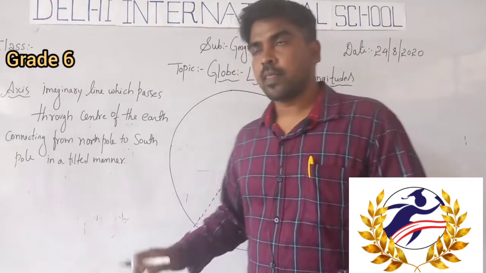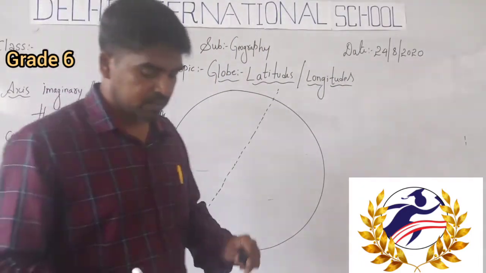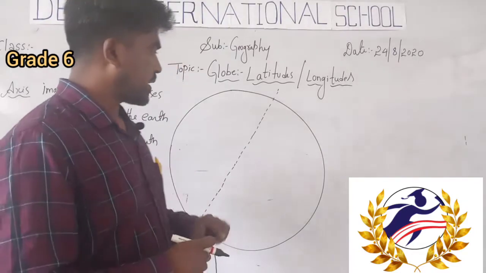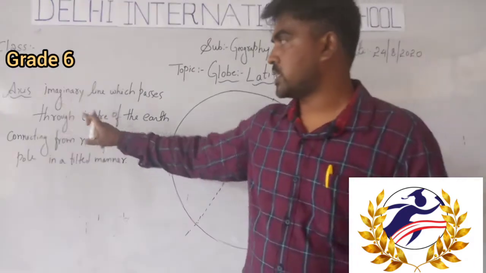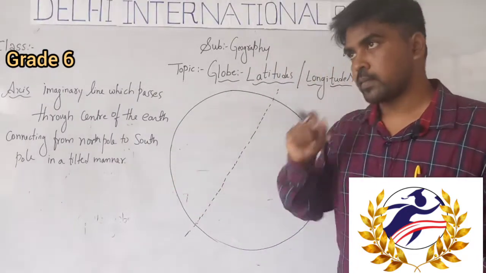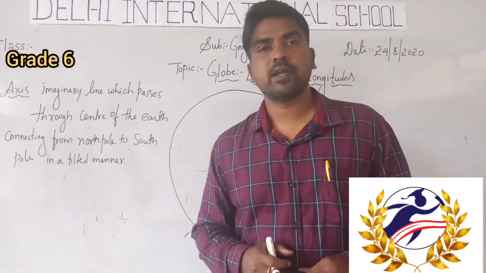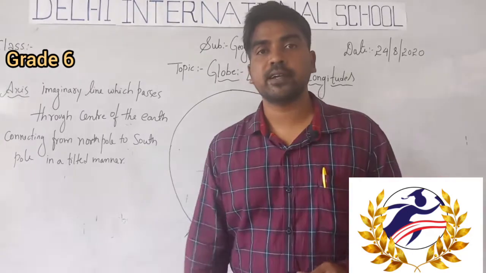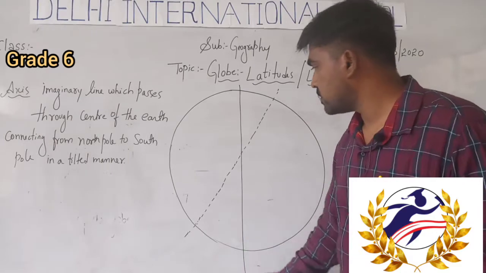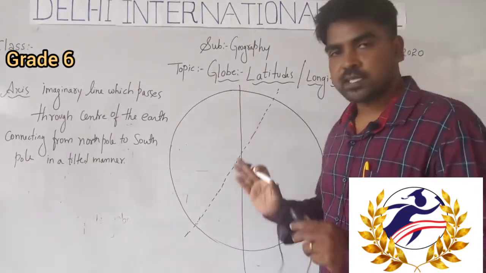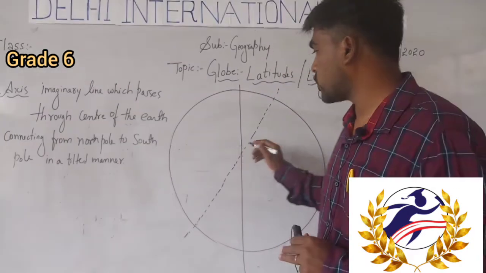Well students, now I will teach you the longitudes. What do you mean by the longitudes? Before that, just have a concept of axis. It is very important. So what do you mean by axis? Students, I told you before, our earth is tilted by 23.5 degree. Our earth's axis is not exactly straight at 90 degree. Our earth is slanted or tilted towards the sun by 23.5 degree.